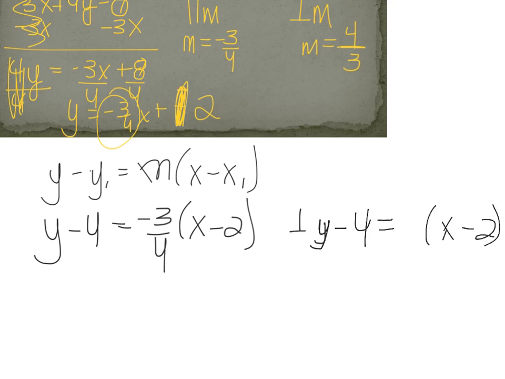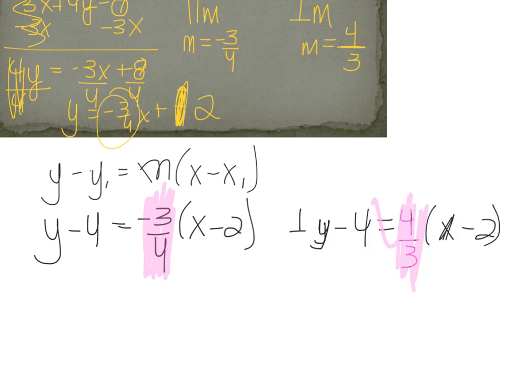For my perpendicular line, I'm going to say, again, y minus 4 equals, and then I have x minus 2, just using the point that they gave me, but I'm going to use positive 4 over 3. Do you see, guys, what I did? How I'm writing two different lines using the same point? Because a parallel line has the same slope and a perpendicular line has opposite reciprocal. Now, to finish this, you would just distribute and then combine like terms.